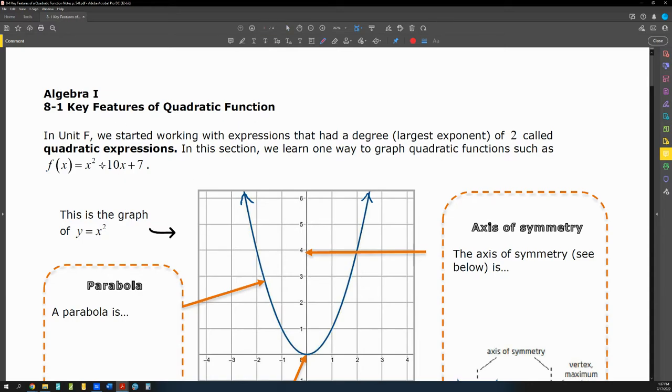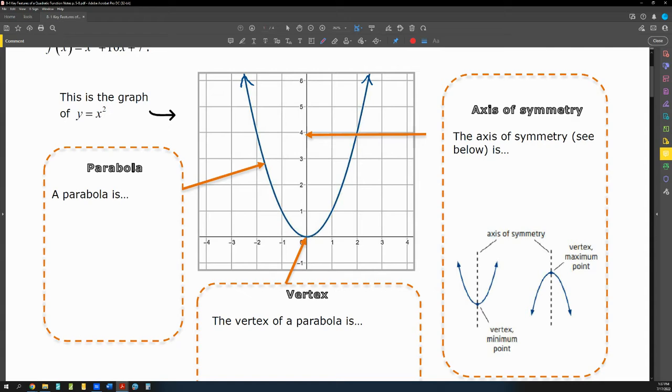For example, f of x is equal to x squared plus 10x plus 7. This is a quadratic function. Let's take a look at the graph below. This graph represents the quadratic equation y equals x squared. In contrast to linear equations that have a straight line for a graph, a quadratic equation has a curve as a graph, or like a U shape.